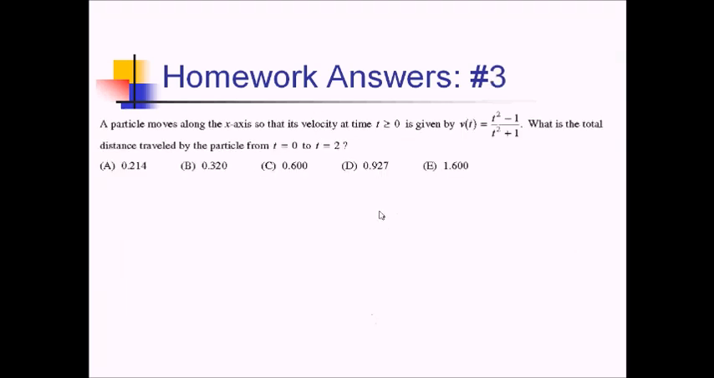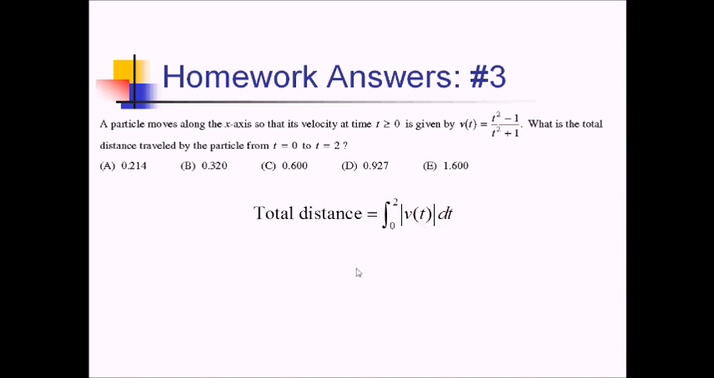On this problem, we have a particle moving on the x-axis with a velocity given by this rational function. We want the total distance traveled by the particle from 0 to 2. Well, since this is a calculator problem, we're just going to use our calculator and plug this into it as y equals. And since this is a total distance problem, we want to take the integral from 0 to 2 of the absolute value of velocity, like so.